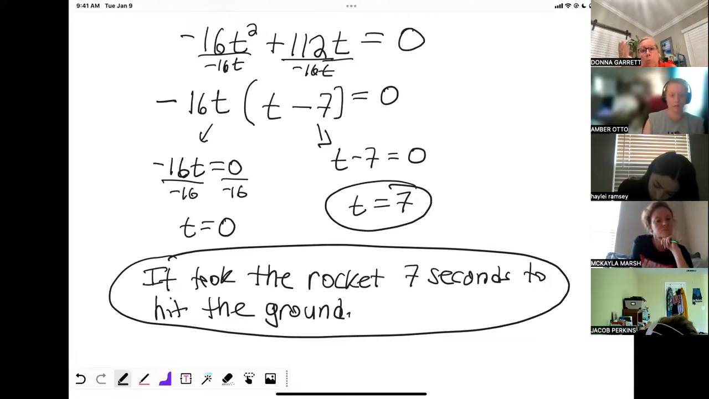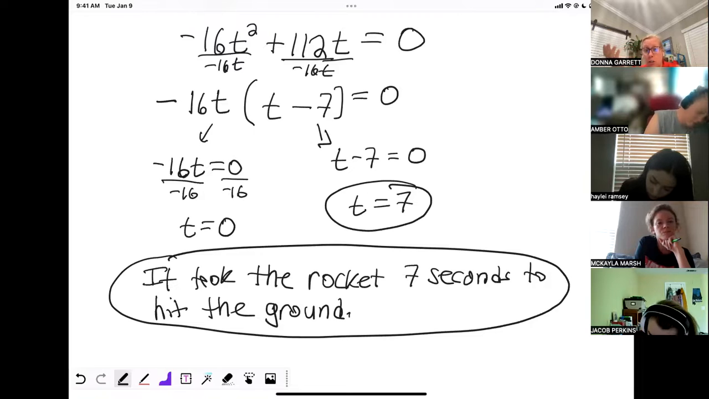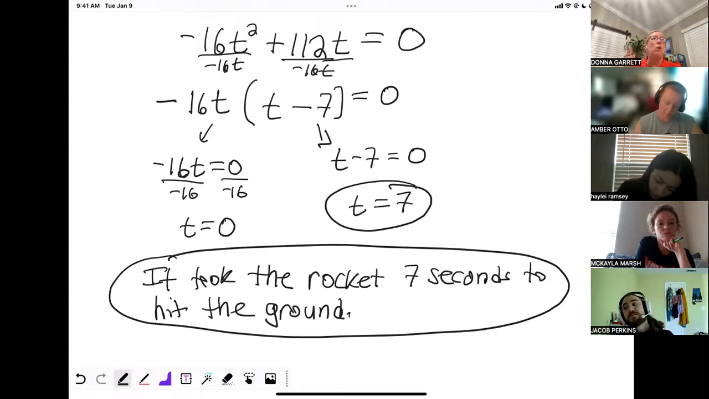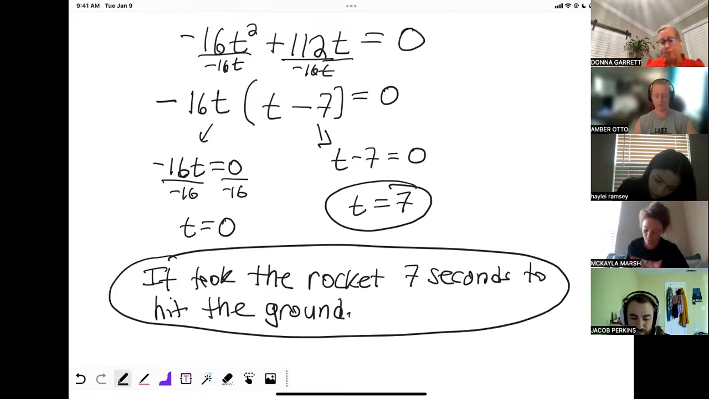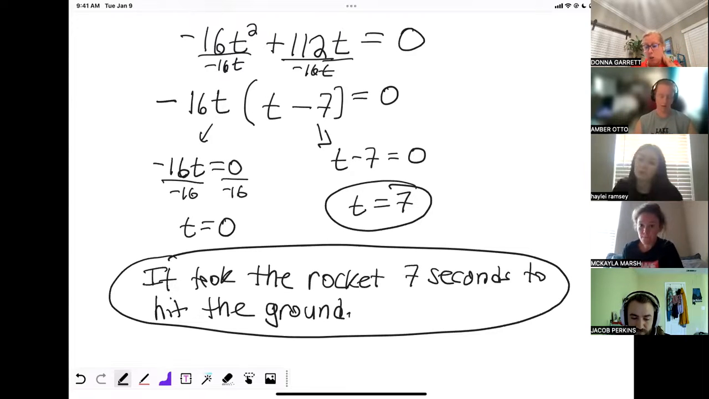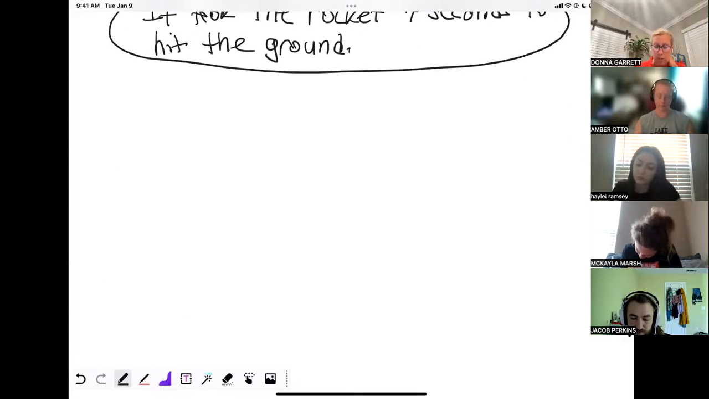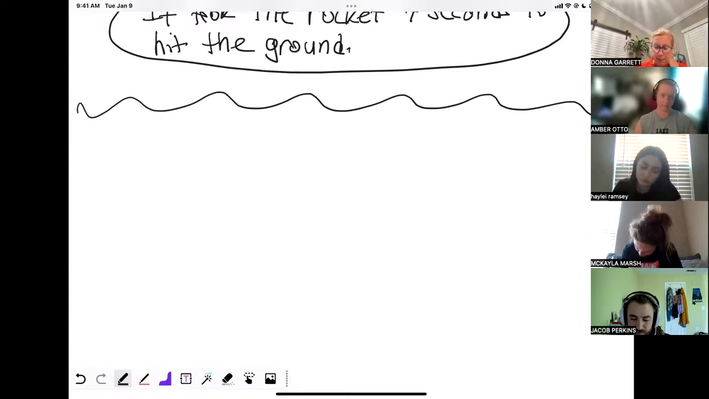So when you do real world problems, sometimes the answers that you get also have to make sense to the problem that was given to you. So you have to think about what the answer means. So rockets and balls or footballs or anything that goes in an arch kind of shape is going to be something quadratic that you could solve this. The other one I want to talk about for a real world problem is the Pythagorean theorem.